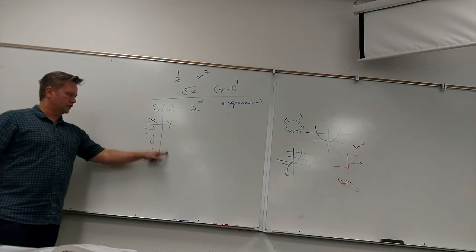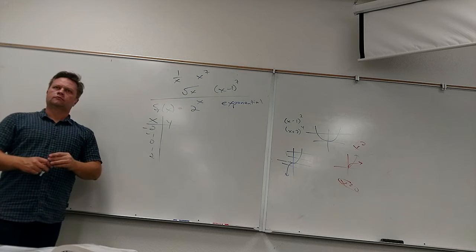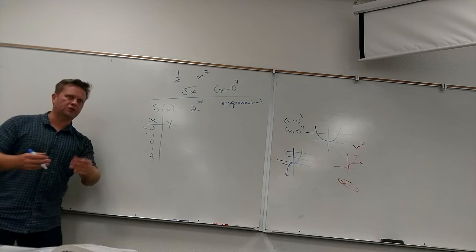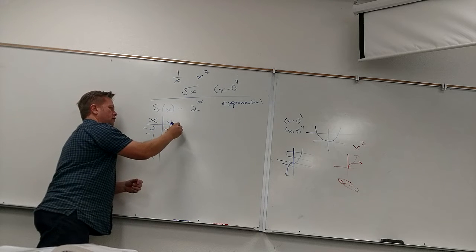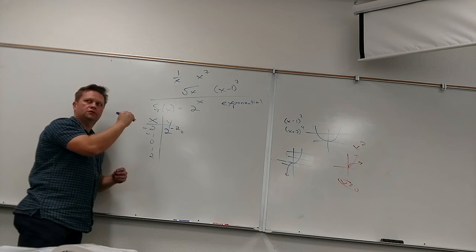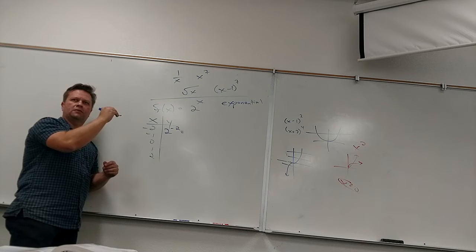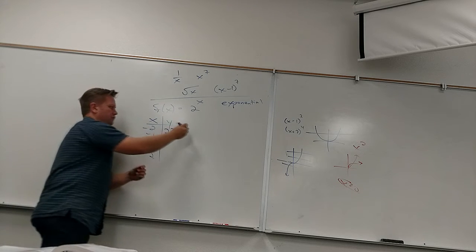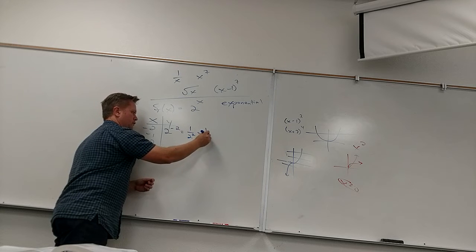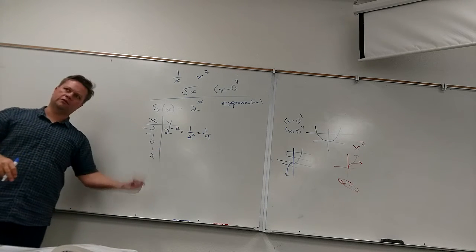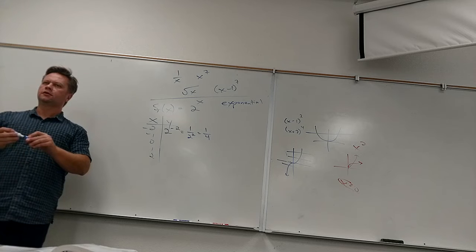So try it. Try to finish this table out. Just make sure everybody's on the right track. We'll put a -2 in. 2 to the -2, right? What's 2 to the -2? What's a negative power do? Flip it. And what's 2 squared? Okay, so there's 1 done for you. Finish the rest of it out and try to graph it.